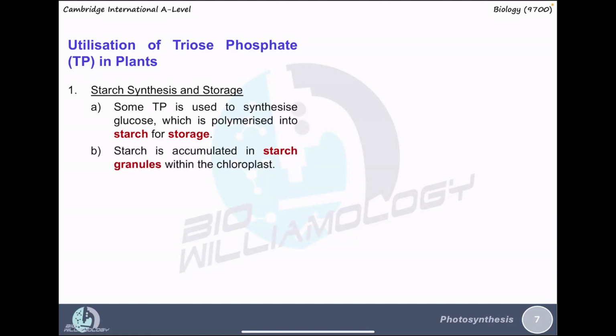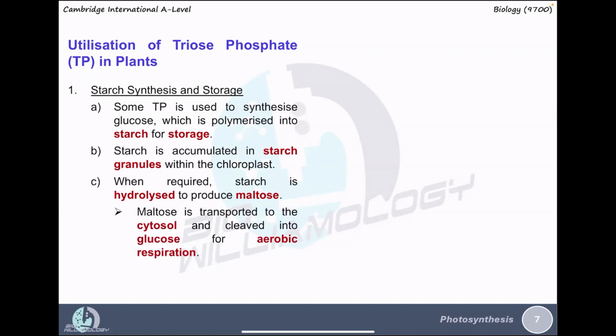Inside the chloroplast, this starch is accumulated and forms starch granules. When required, starch is hydrolyzed and forms maltose, and the maltose is transported to the cytoplasm and cleaved into glucose for aerobic respiration to take place.